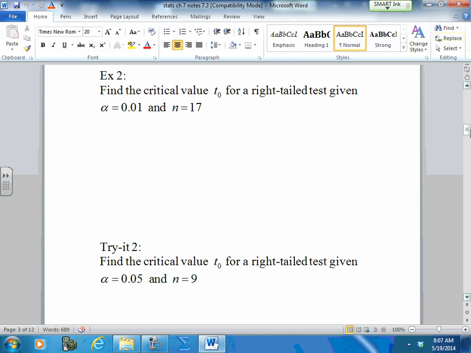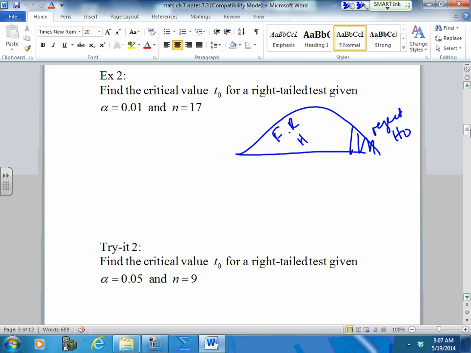Okay, find a critical value for a right tail test. Here's your right tail. This is your reject H0. This is your fail to reject H0. I want your critical value. What's my degrees of freedom? 16. So find me your cutoff for this.